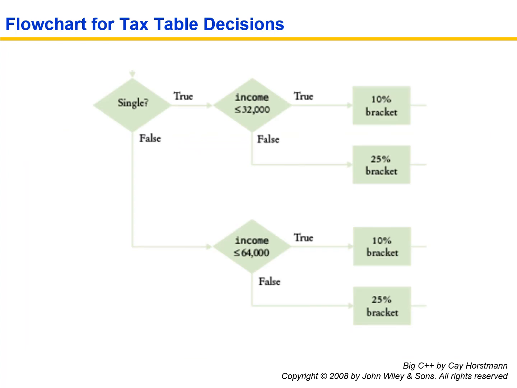So this is what our flowchart for tax table decisions would look like. Notice that you come into one decision, and the outcome from that takes you to another decision, regardless of which decision you made the first time. So this is what we call nested decision making.